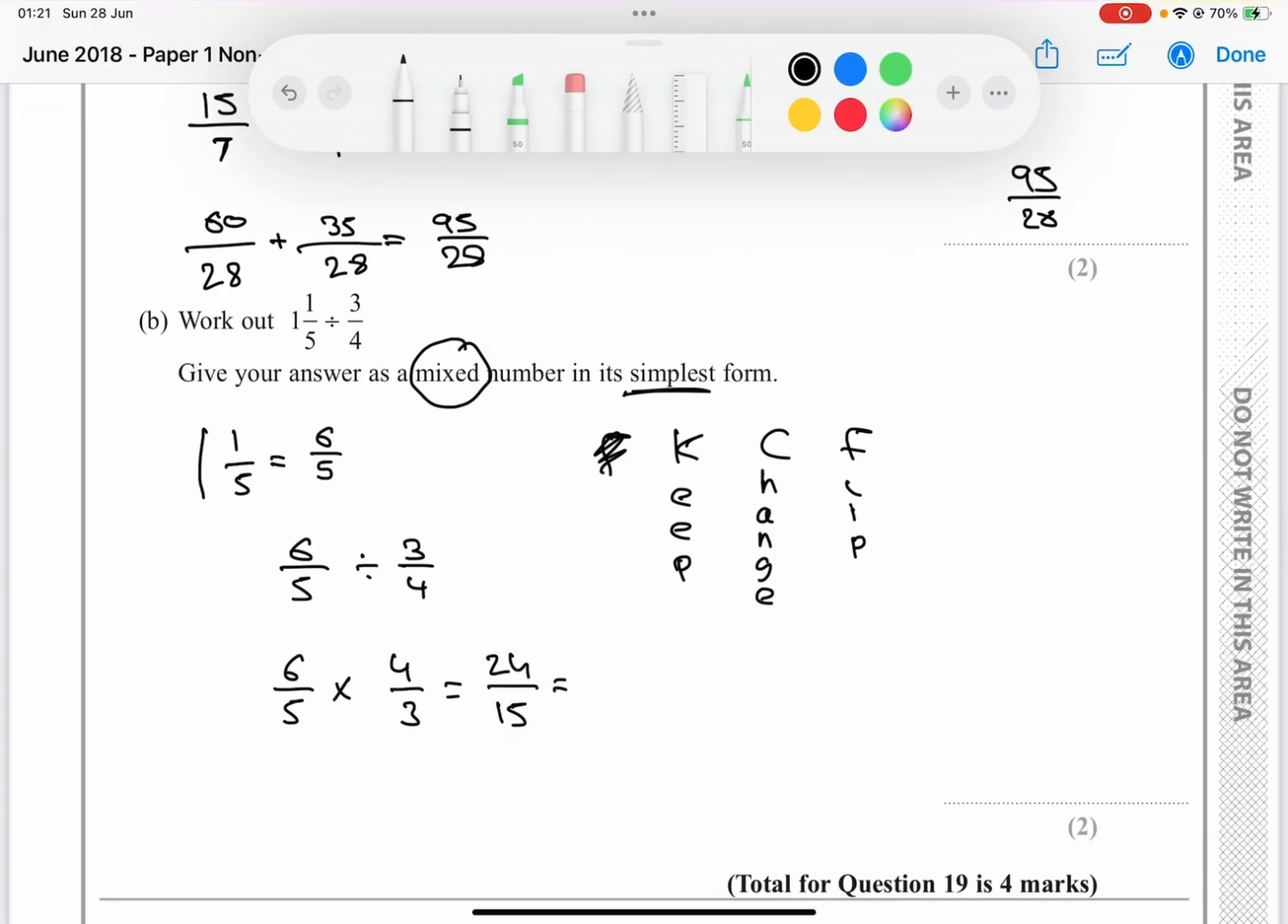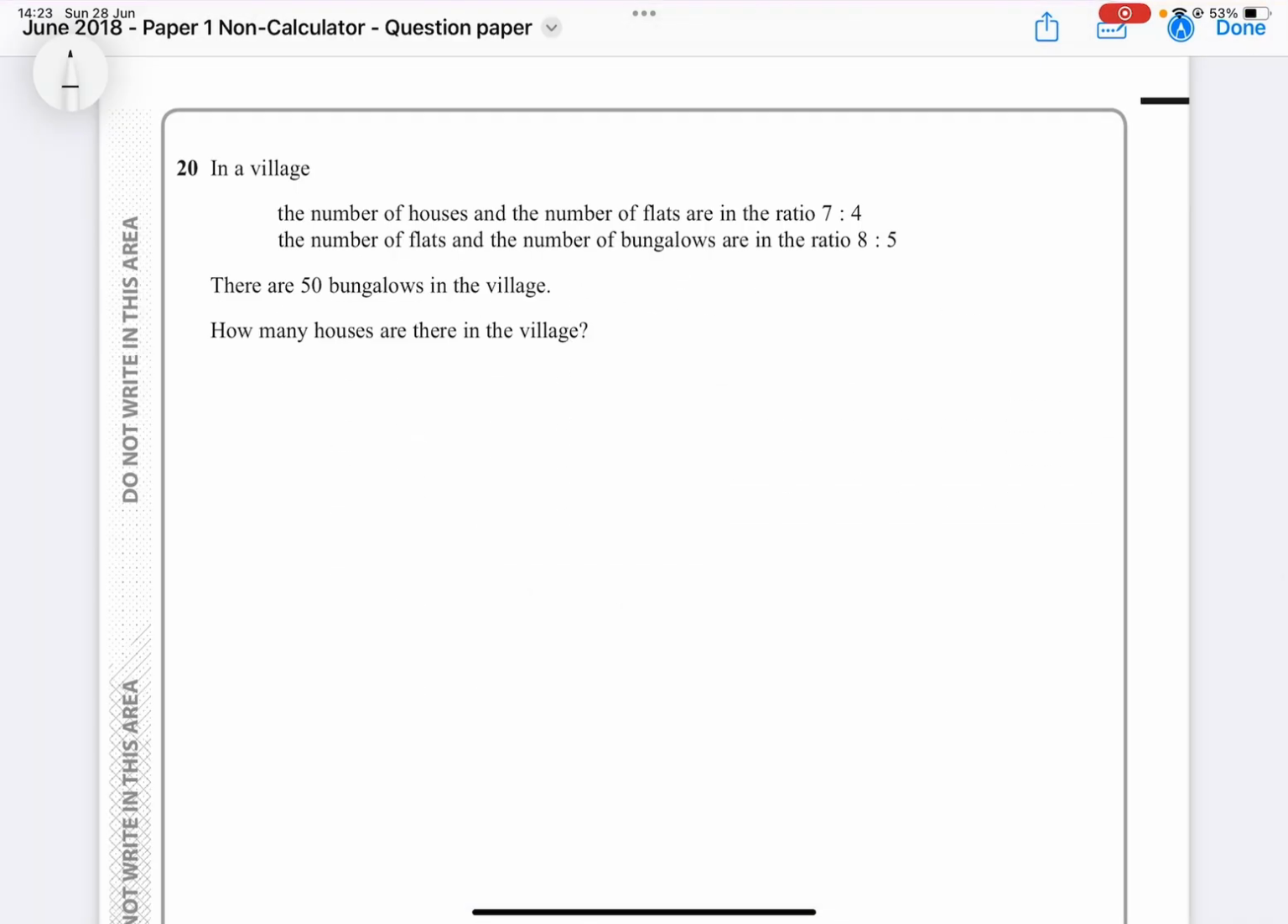so that'll be 24/15. But because they want it as a mixed number, we're going to see how many times 24 goes into 15. Well, that's just 1, and we have a remainder of 9/15. Okay, so that's it. But that's not a final answer, because 9/15 can be simplified. So what does that simplify to? If you divide top and bottom by 3, you get 3/5, and that is its simplest form. So it'll be 1 whole and 3/5. Okay, so that is your answer as a mixed number and in its simplest form. Okay, perfect. On to question 20 now.